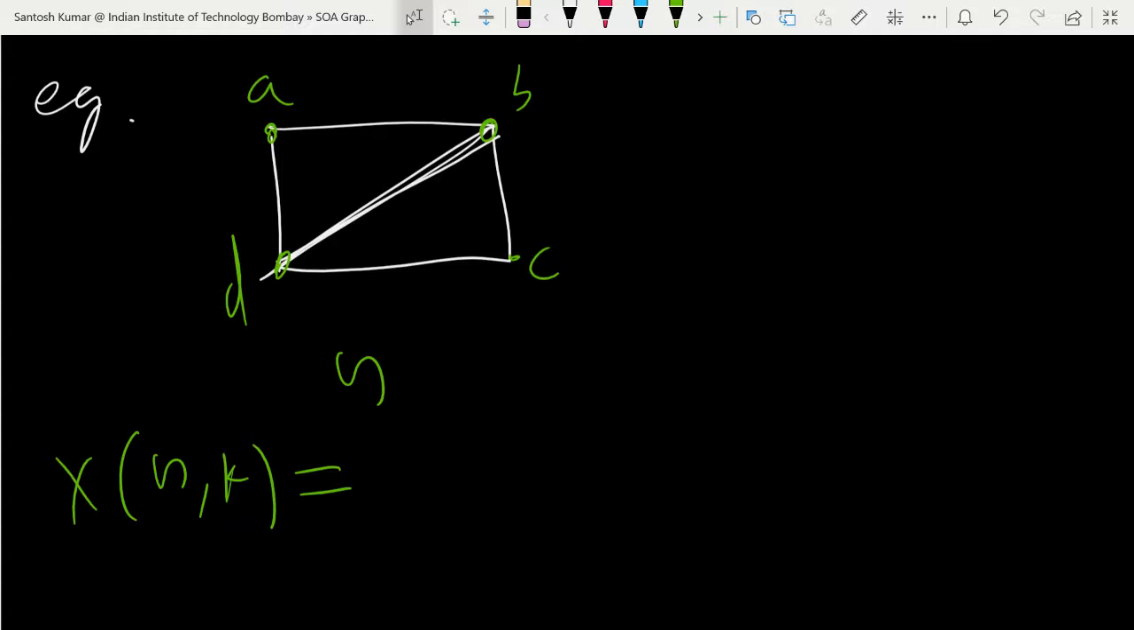Yes, sir. What do you get? Sir, k into k minus 1 into k minus 2 whole square. Okay. So k into k minus 1 into k minus 2 whole square. Everyone getting the same, or someone getting different?